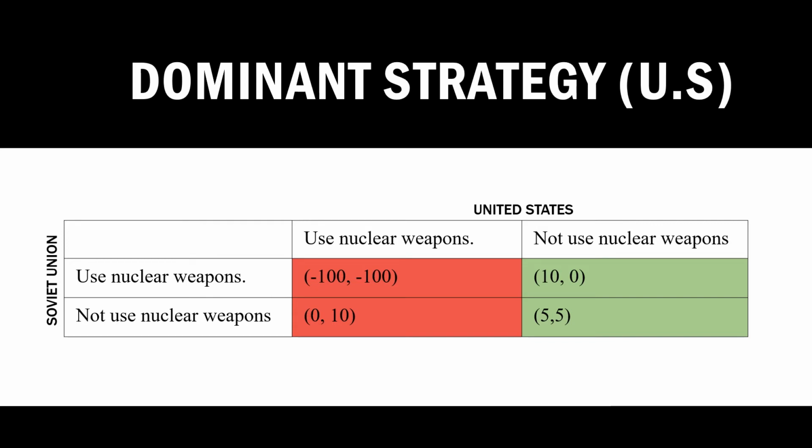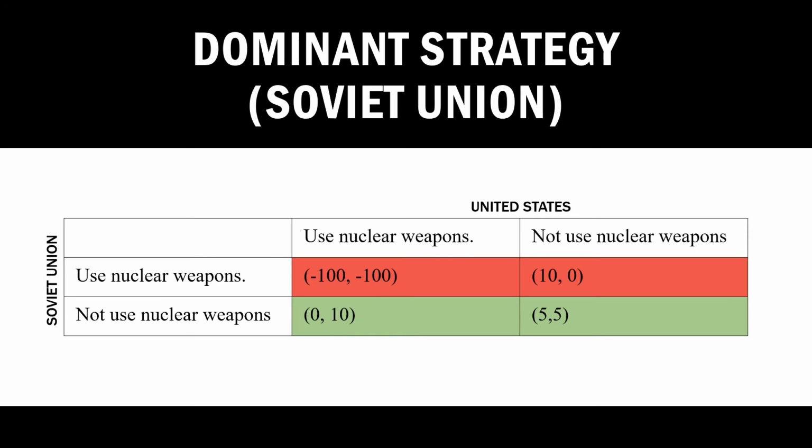In order to determine what the dominant strategy is for the US, we would need to take a look at the numbers on the left-hand side of each row. Therefore, the US would need to choose between -100 or 10 and 0 or 5. In this case, the US would choose 10, 0 and 5, 5, which would mean that the dominant strategy is to not use nuclear weapons. We would therefore need to do the opposite to find out what the dominant strategy is for the Soviet Union.